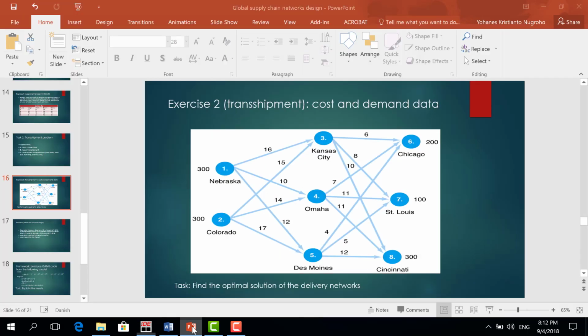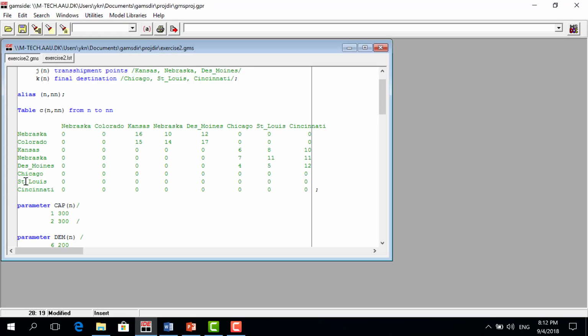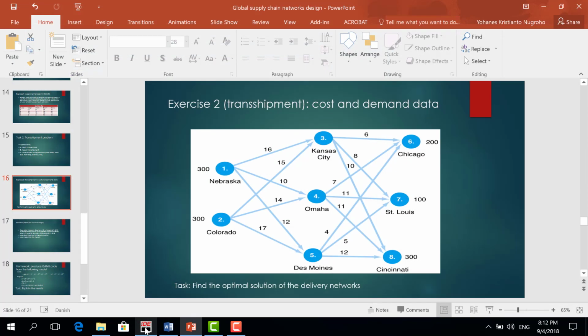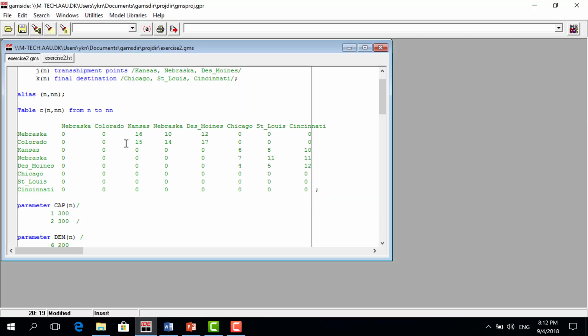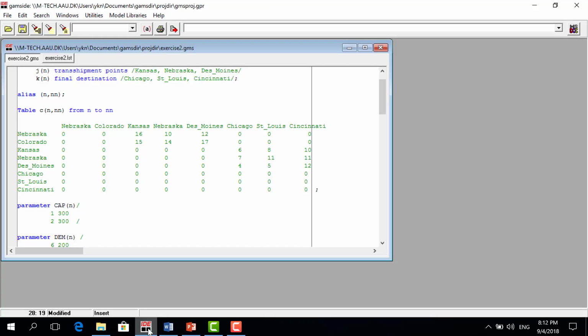Okay, let's check. Nebraska to Kansas, yes, 16 exactly, and Colorado to Omaha, it is 14. Let's check it. Colorado to Omaha. Yeah. Oh, wait a second. Sorry, it should be Omaha, not Nebraska. Okay, now everything is correct.